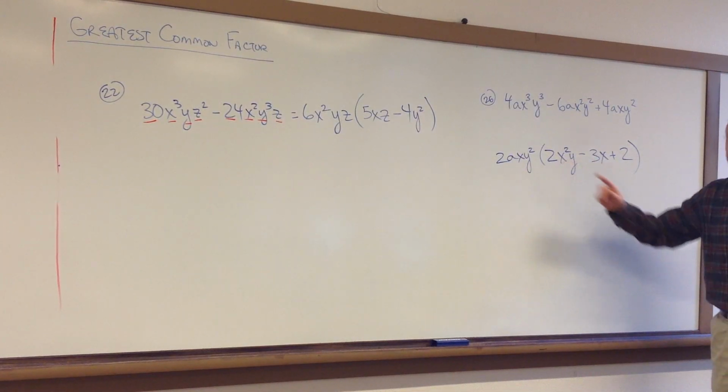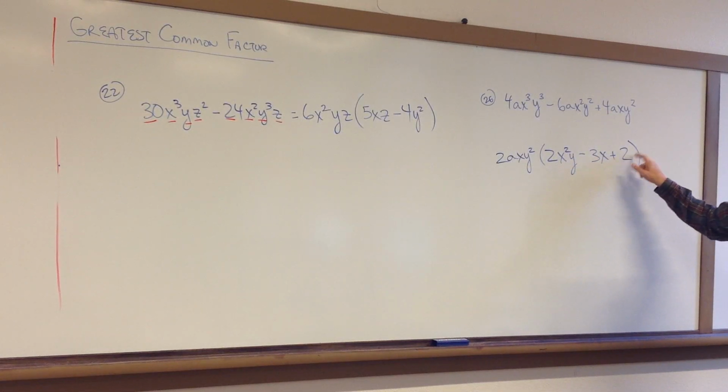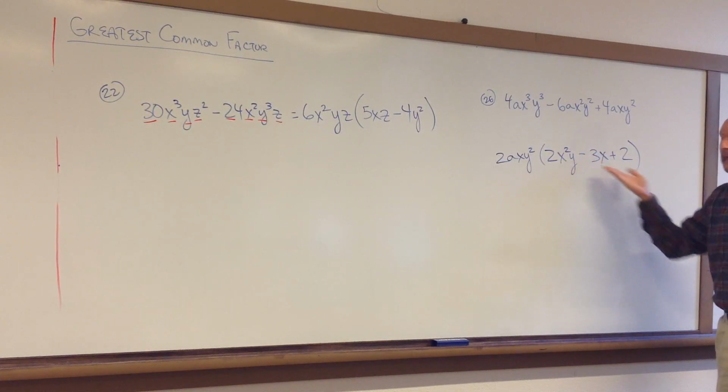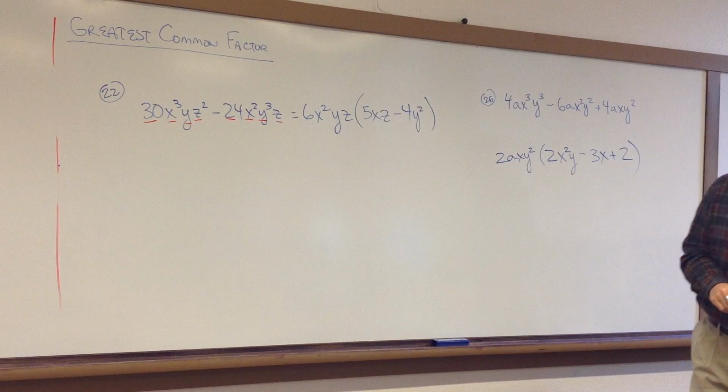Okay? The coefficients don't share any common factors. These two have an x, but this one doesn't. This has a y, these two don't. So what I'm saying is that this can't be factored anymore. There's no more common factors inside here, so we're done with that.